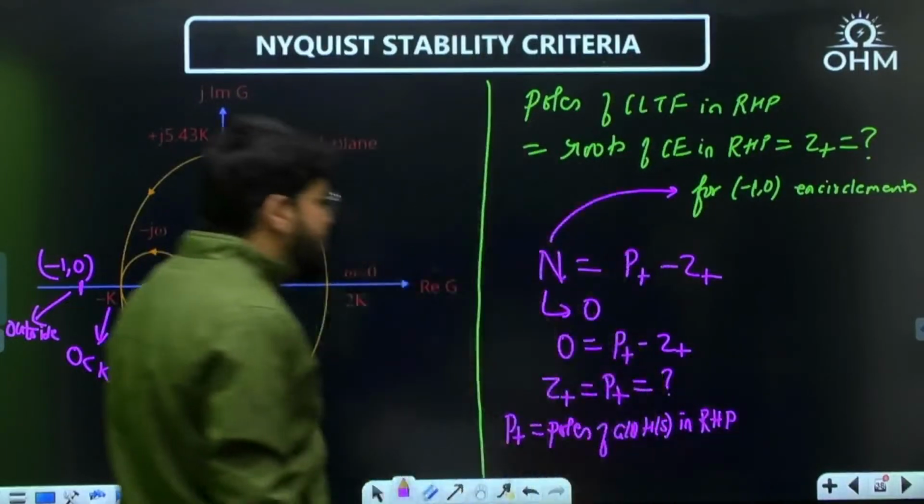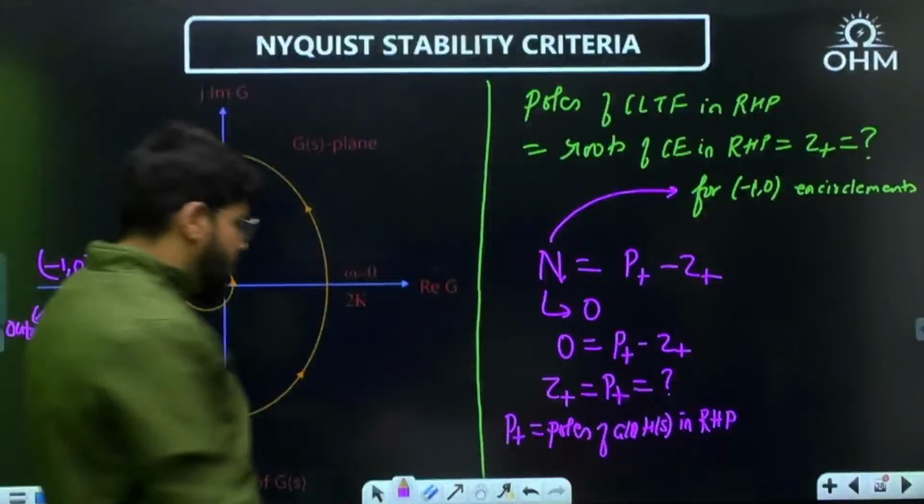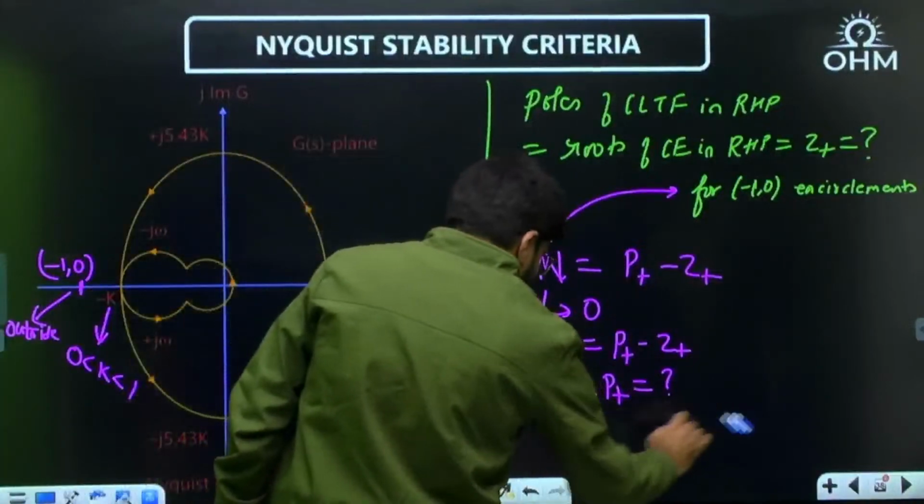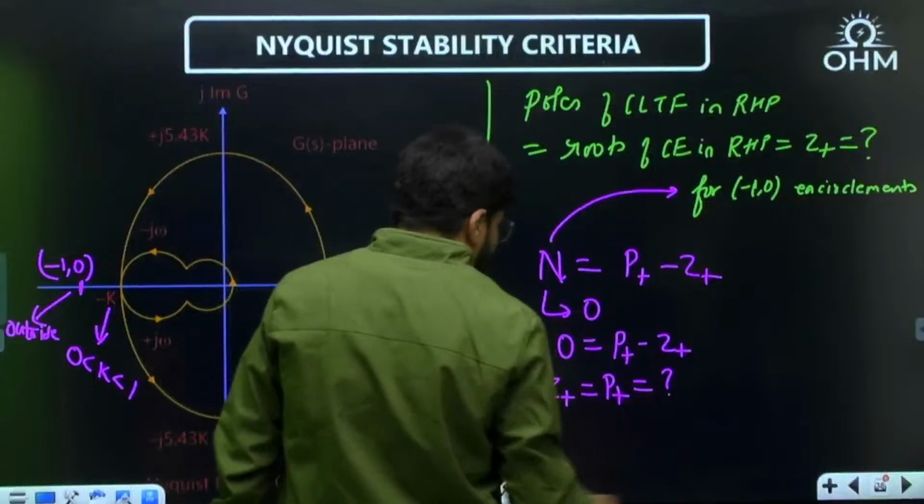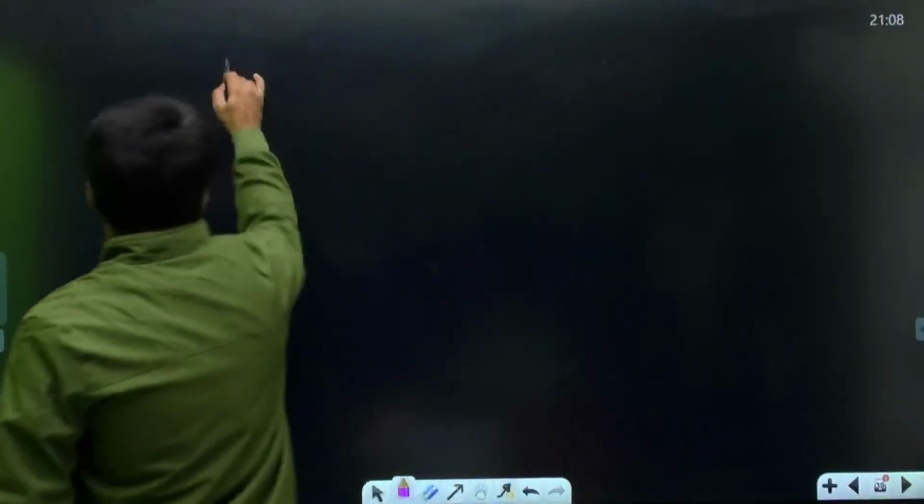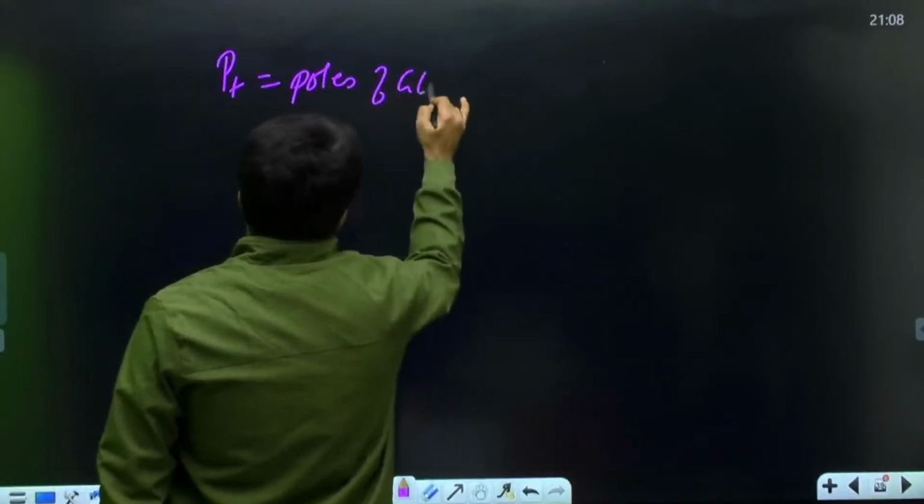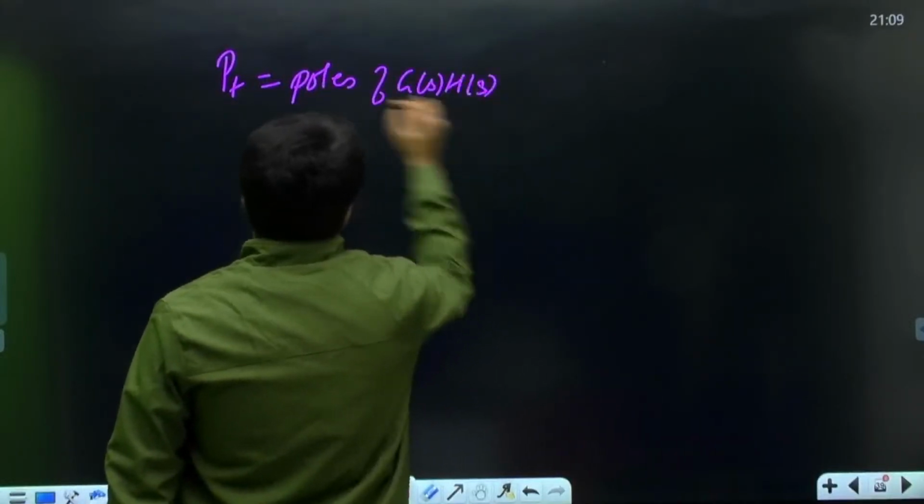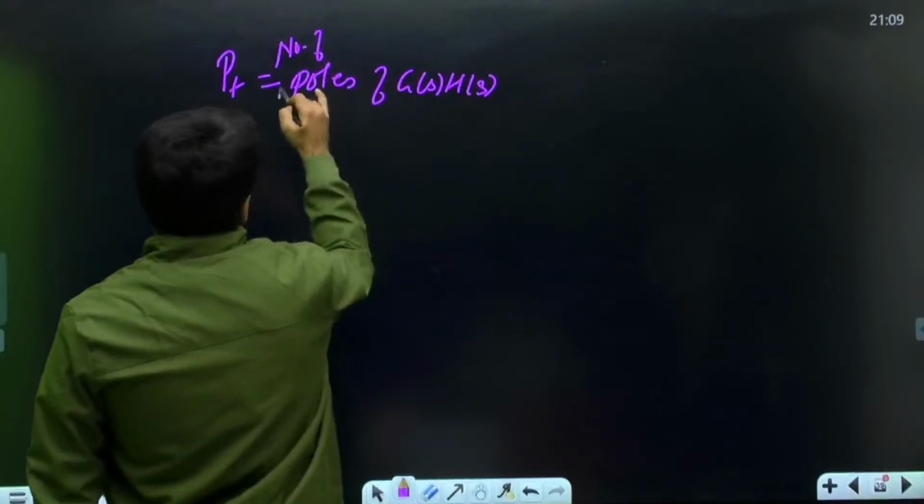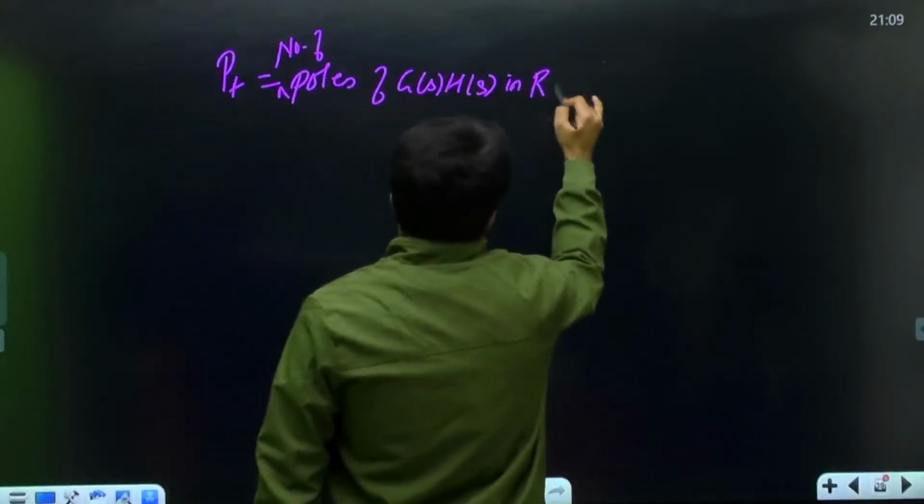The poles of GSHS in RHP. What is P plus equal to? Come here. What is the P plus equal to, dear? P plus means the number of poles of GSHS in the RHP.